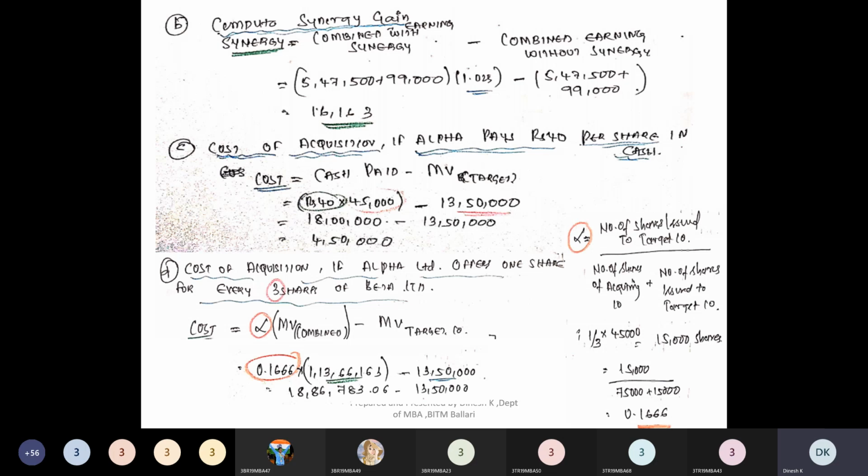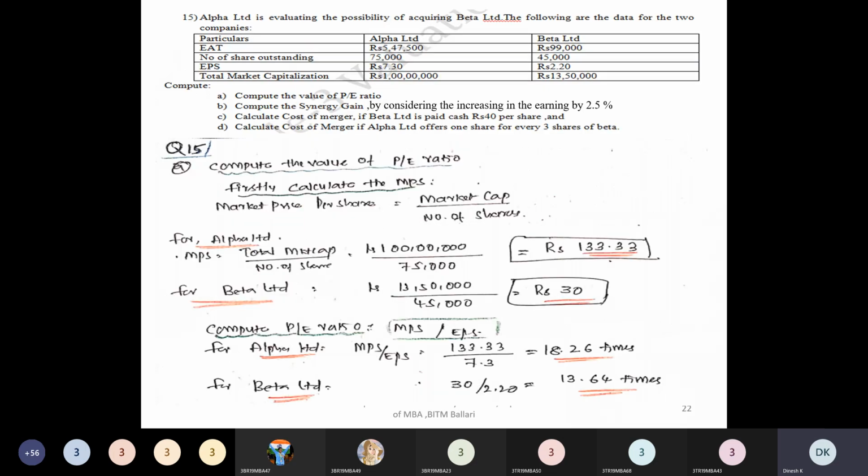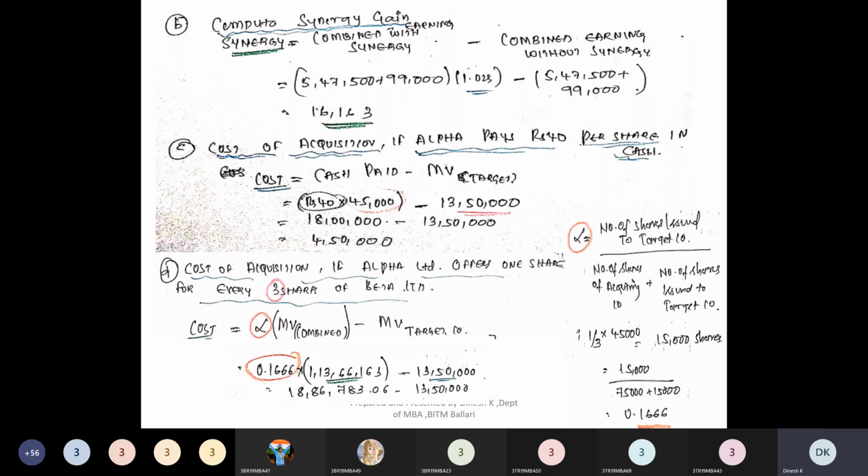15,000 divided by the number of shares of the acquiring firm, that is not going to change here. It is shown as 75,000, that will be the same. 75,000 plus 15,000. The alpha value you are going to get is 0.1666, right? So you will be getting the value as 0.166. Fine, so this is the alpha value.